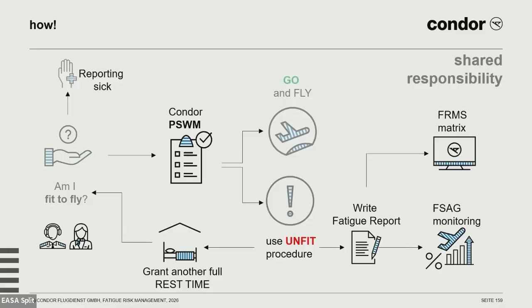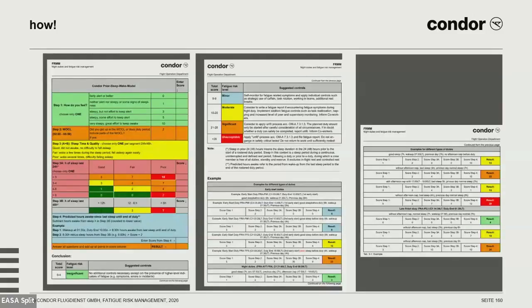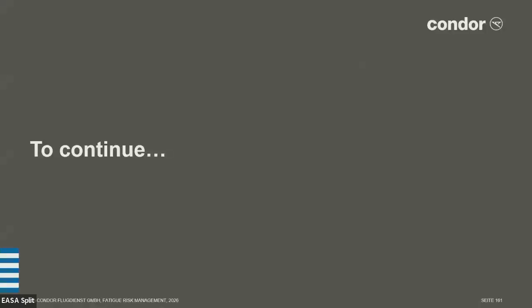And what we do with that fatigue report, we bring it into our system to give it more information at all. This is the prior sleep wake model, how we modified it for our use. You see it, it's very colorful, it's giving some examples for the crews just to deal with it in the most easy way. And this is the last page of our fatigue risk management manual, so it's even easy to find for the crews.